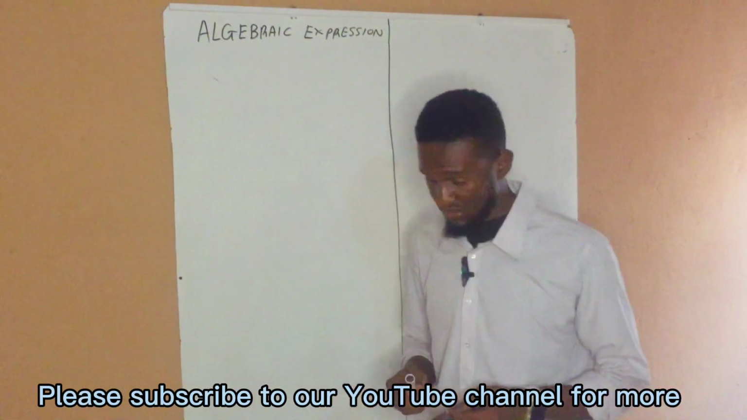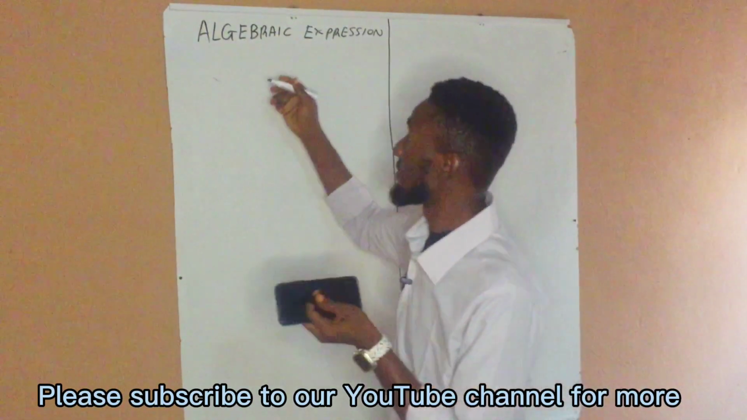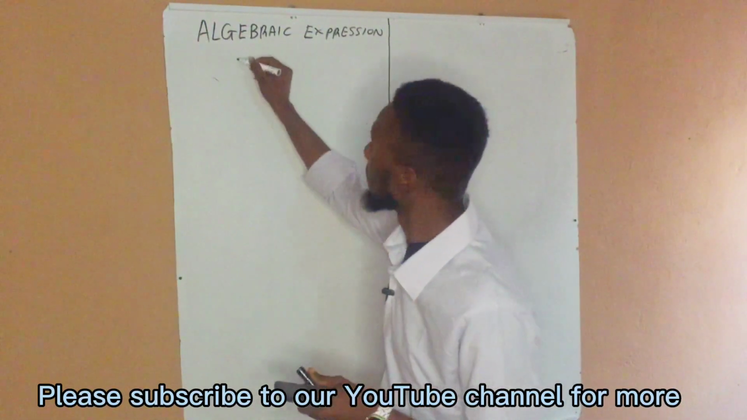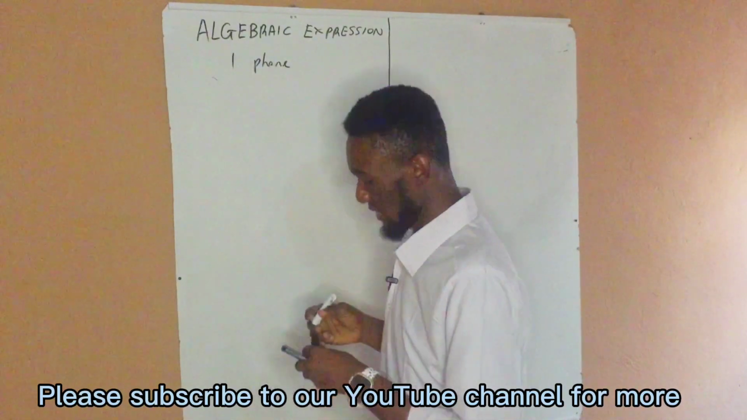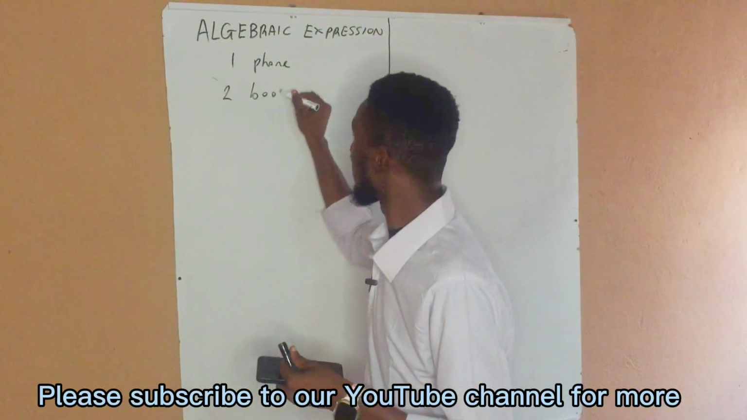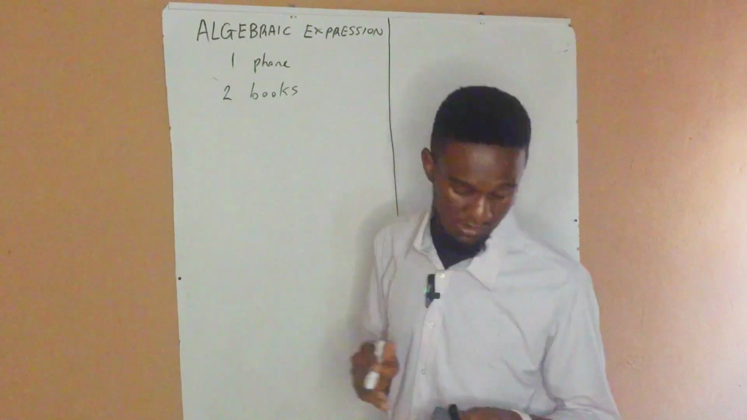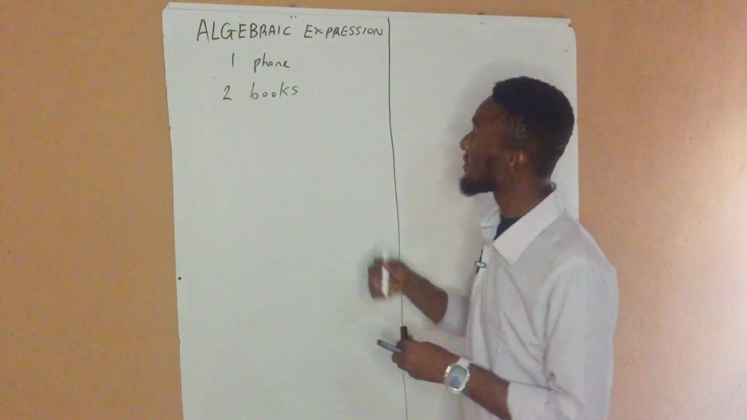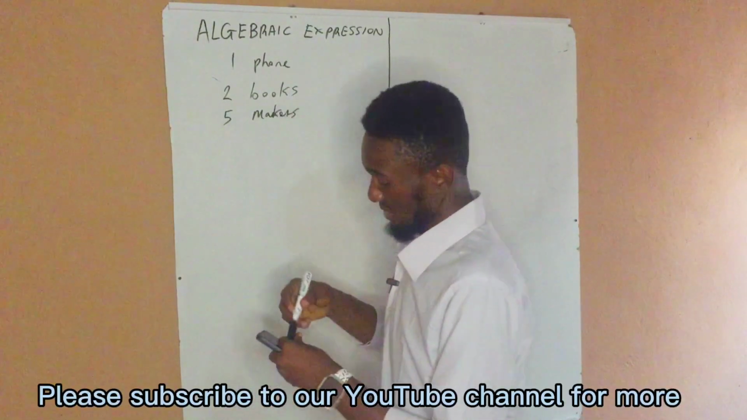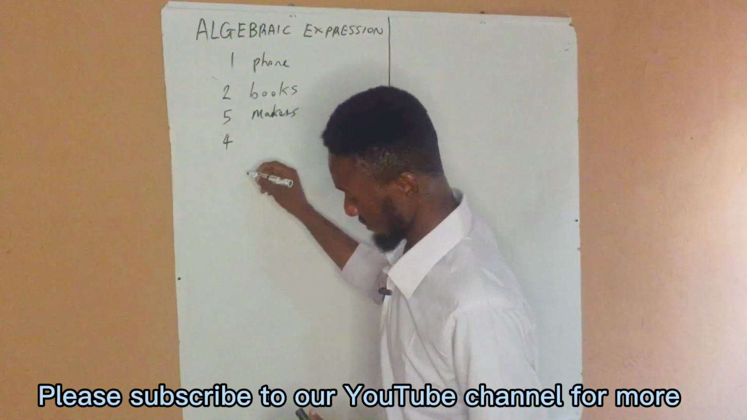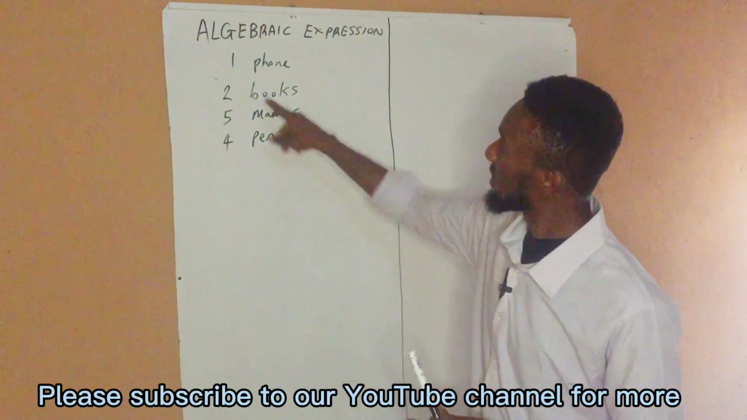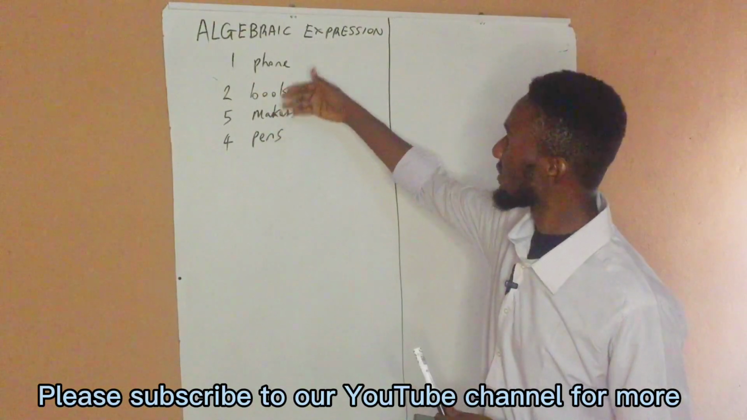You can say maybe one phone. Let me just explain it with a layman understanding, the way a layman will understand. Let's say one phone. Okay. Let's say two shirts. Okay, maybe two books. Five markers. Four pencils or four pens.